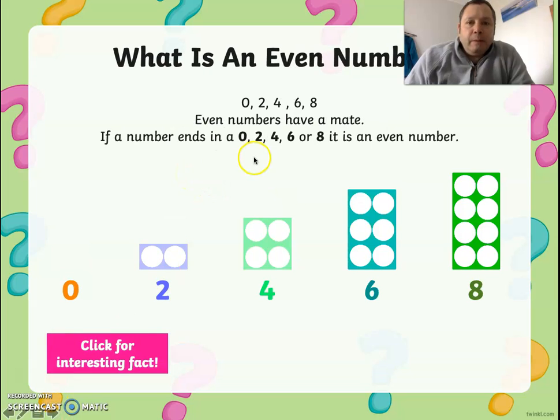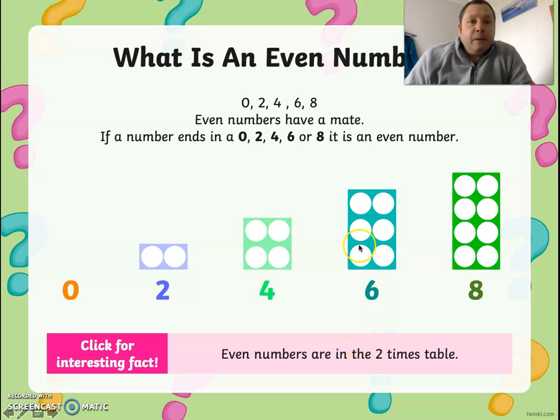What is an even number? An even number has a mate, has a friend. So an even number ends with a 0 or a 2 or a 4 or a 6 or an 8, or even 10. It's an even number. Even numbers are in the 2 times tables as well. 2, 4, 6, 8, 10, 12.